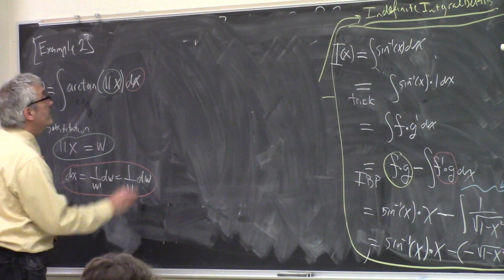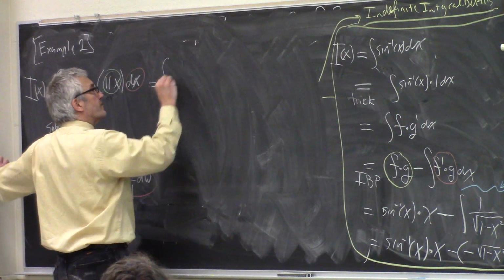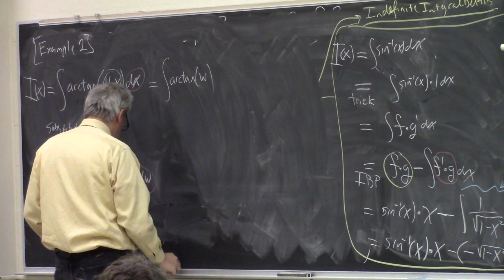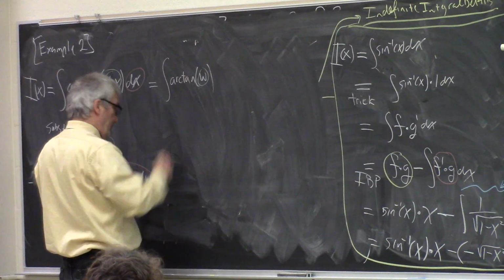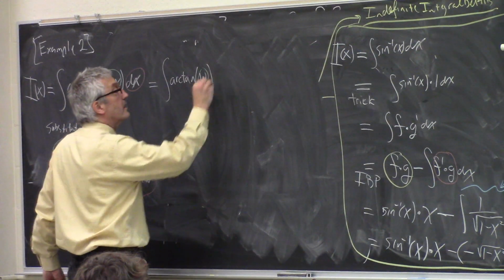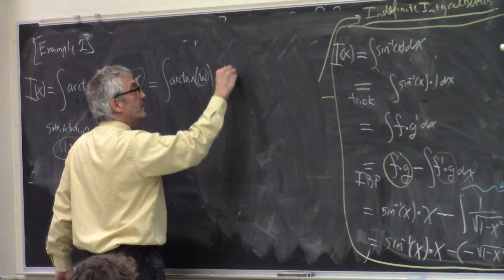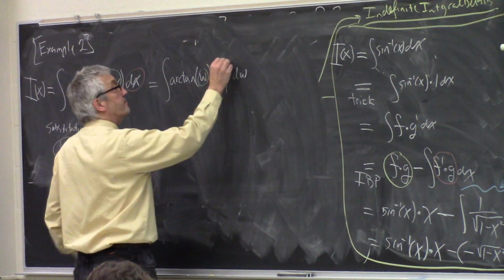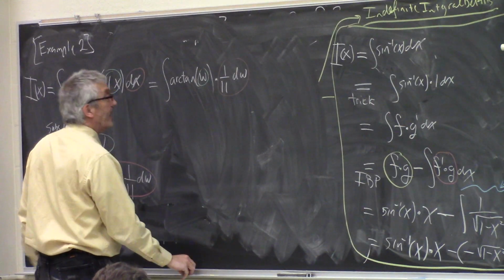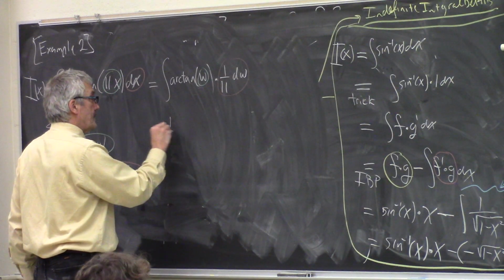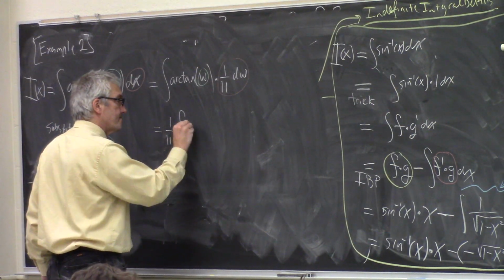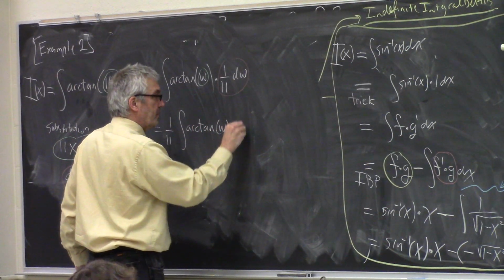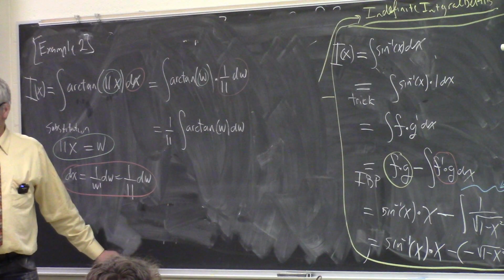So we're going to have the integral of arctan w. There I did my green substitution. And then I'm going to multiply by 1 over 11 dw. There's my red substitution. And that's cool because that 1 over 11 comes out. So we no longer have a nested function.